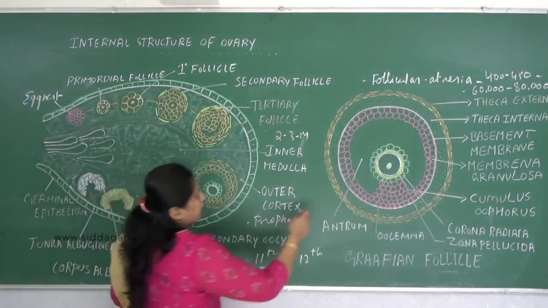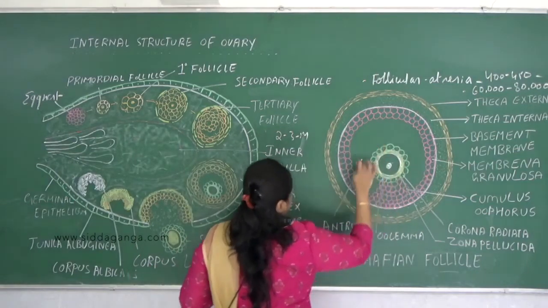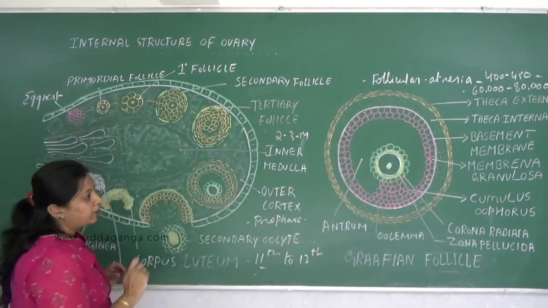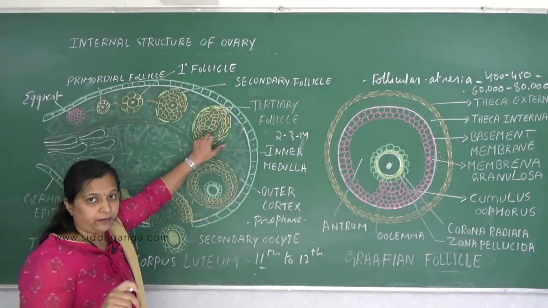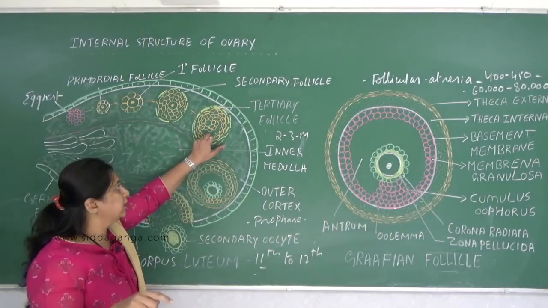Antrum. So here you can see the cavity. This is the cavity, that is the antrum, and it is filled with a fluid called liquor folliculi. So what is the fluid present in the antrum?